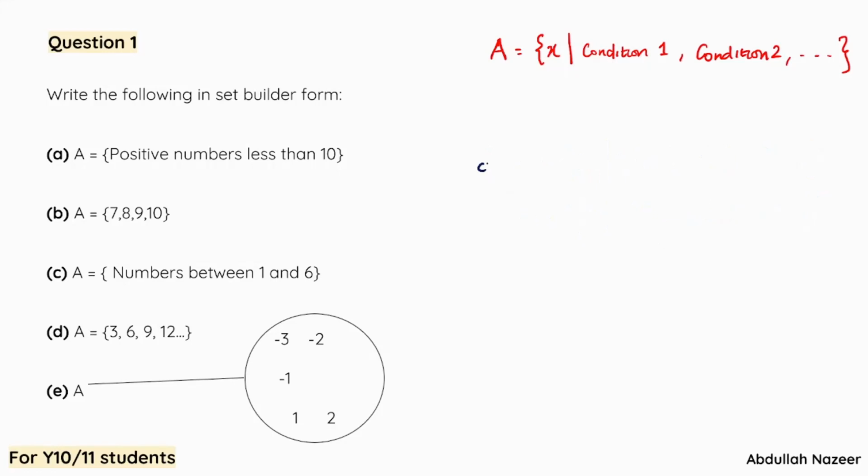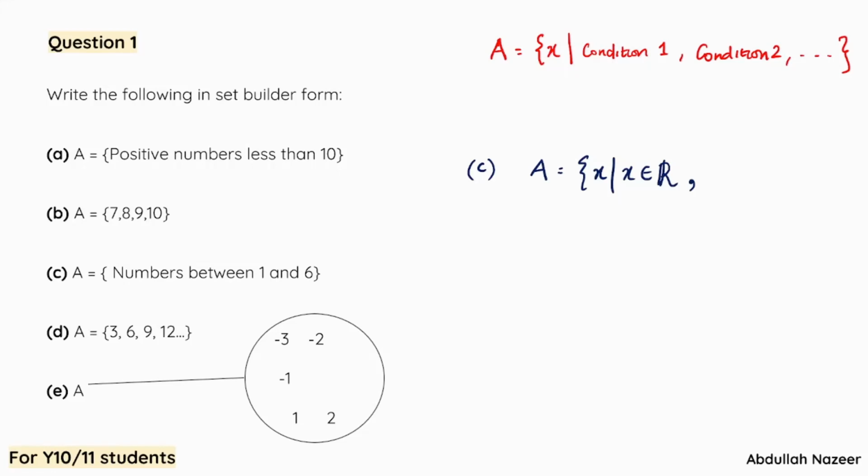Now the third one, C. Numbers between 1 and 6. Now when you say numbers between 1 and 6, again you're not mentioning if it's whole numbers, you're just mentioning it's numbers, right? So you can say A is x such that x is an element of real numbers. Now it's going to be real numbers because it's not whole numbers, it's just numbers. So that's the first condition.